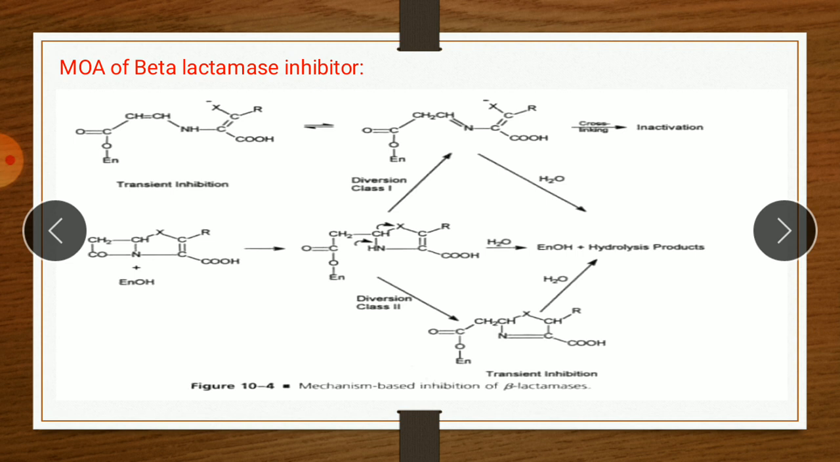Due to blockage of the beta-lactamase enzyme for a longer period of time, the normal penicillin, that is the beta-lactamase sensitive penicillin, is not affected by the enzyme, and therefore it acts in a good manner and produces its effect.